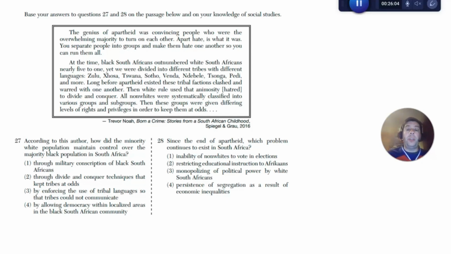Since the end of apartheid, which problem continues to exist? Okay, so, inability of non-whites to vote in elections? Nope, all races can vote. We talked about that. Restricting educational instruction to Afrikaans? Nope. Again, that's been ended. Monopolizing of political power by white South Africans? No, the opposite happens. All races can vote. So we've now eliminated three choices, right? So if you don't know this, and you might not, you've eliminated three, so we know it.